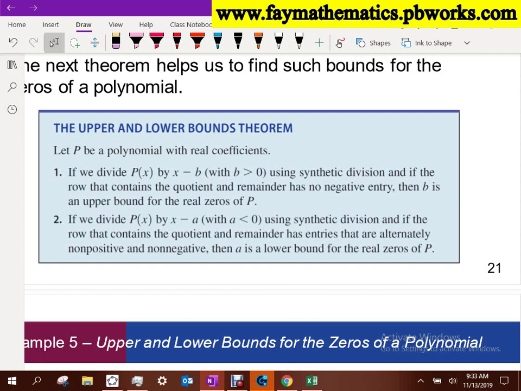The second part says if you're trying to divide by a negative C value, this one's a little bit more wordy. Through synthetic division, if the quotient row has entries that alternate non-positive and non-negative, then A is a lower bound for the zeros of the polynomial. What does that mean? So divide by a negative, and you're going to look for a quotient row and remainder row that alternates non-positive and non-negative.